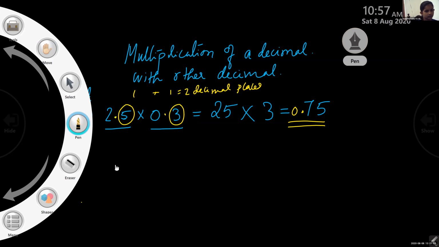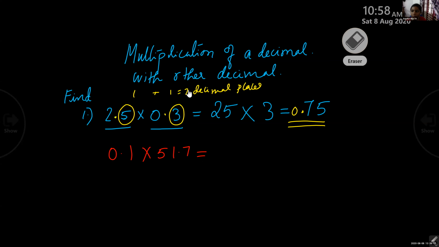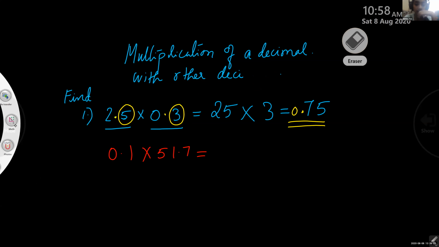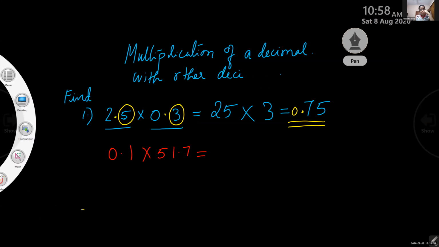The next question, so we can do in this method also. This is easy: 0.1 into 51.7. The answer is 5.17. Correct. Let others also do. One minute. I'll erase the answer.